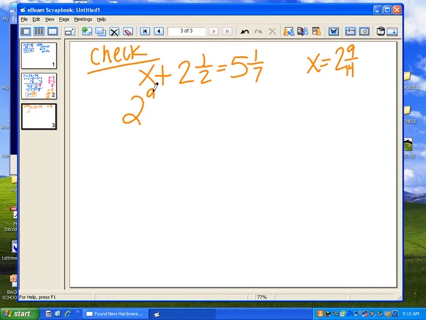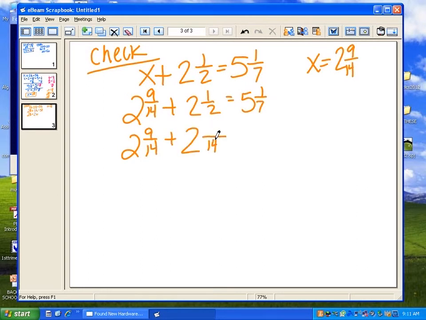2 and 9/14ths plus 2 1/2 equals 5 1/7. Okay, we have to prove that. So we have to solve this left side of the equation to see if it equals 5 1/7. What I would do is make the 1/2 something over 14. So you want a common denominator of 14. So leave this one the same and change this one to a 14. What's my numerator going to be? 7.